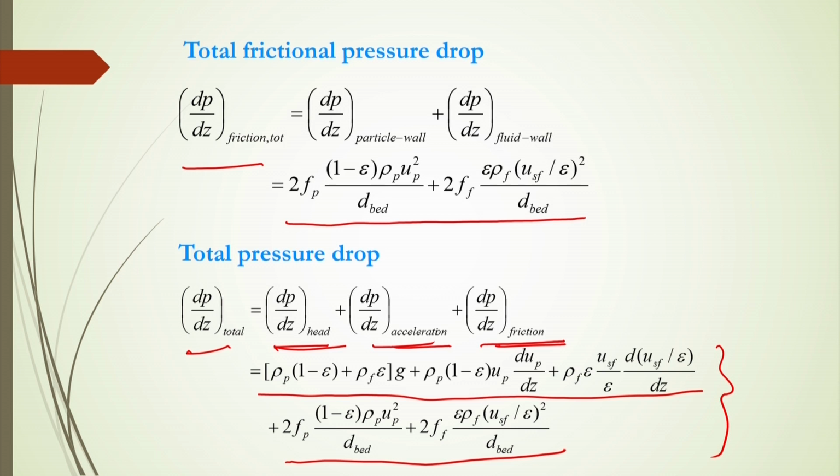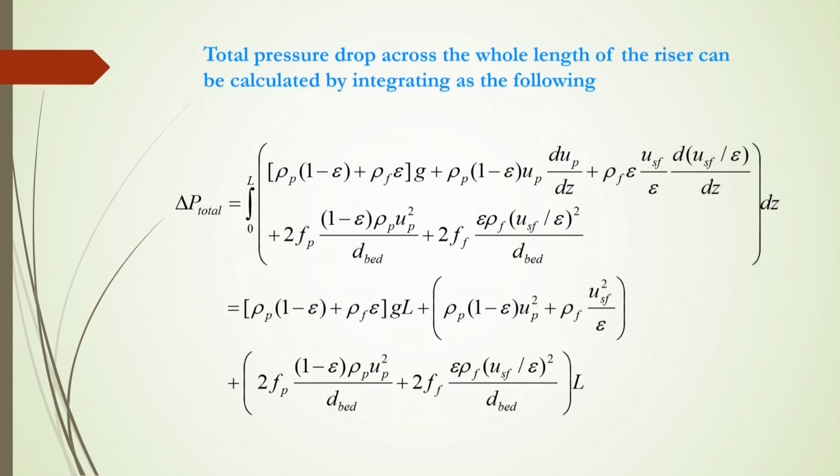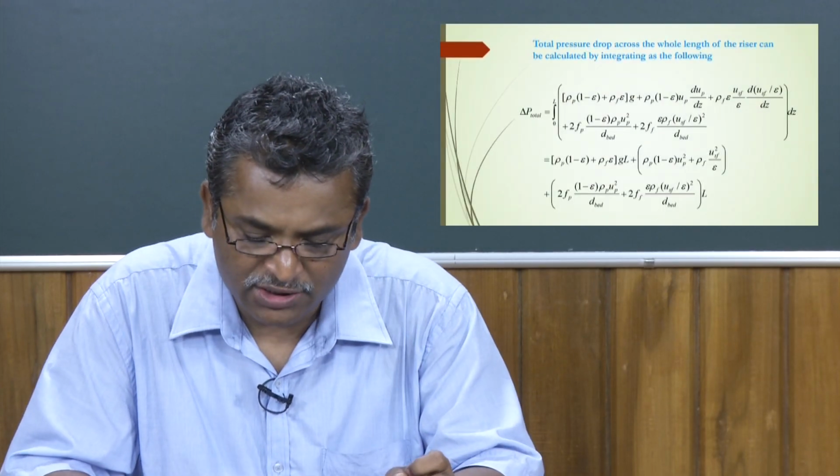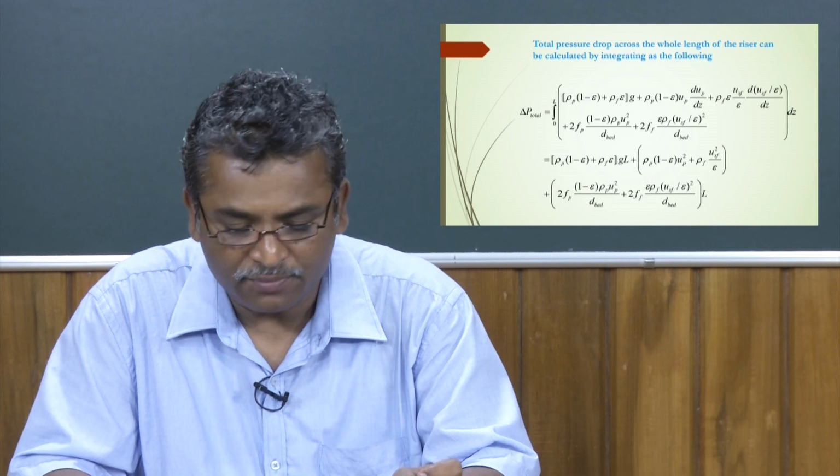So, without doing an experiment also you can say what the total pressure drop inside the bed should be, once you know the particle volume, the particle density, the fluid density and other parameters. Of course, you can calculate from this equation. Now, then what should be the total pressure drop across the whole length of the riser?